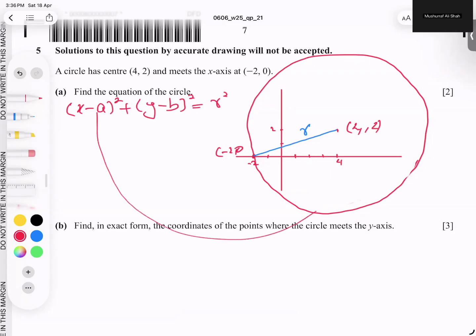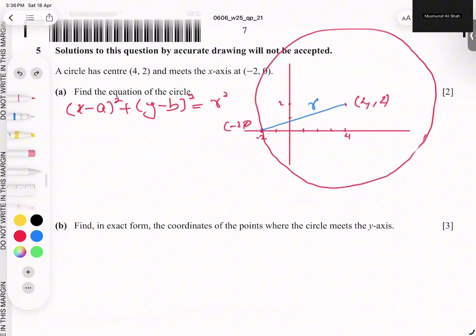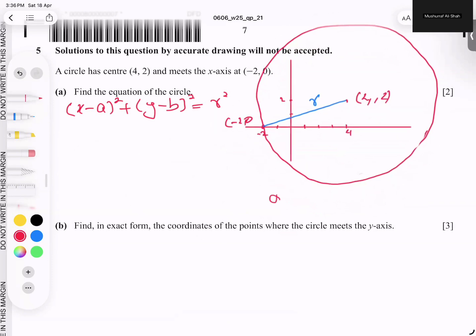What is a? This point. What is b? This point, which I can plug in very easily as direct numbers. But the only part left is the radius. I will apply the distance formula, which I can show you here. So the distance formula is what? The distance formula is the square root of (y2 - y1)² plus (x2 - x1)².